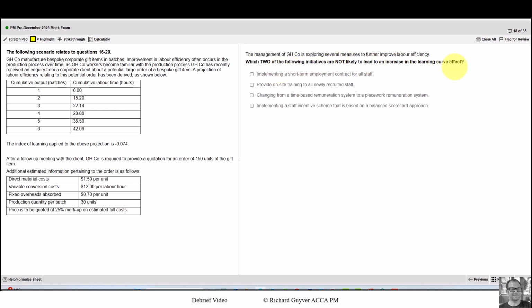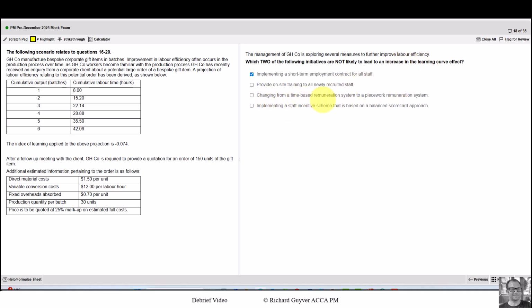Again, this looks like an outlier to me. The management are exploring several measures to further improve labour efficiency, which 2 will not. Implementing a short-term employment contract for all staff, well, that's not going to improve the learning curve. The learning curve relies on a stable workforce. If you have short-term employment, you're more likely to have staff turnover. Providing on-site training to all newly recruited staff, training is one of the ways to improve the learning curve effect.